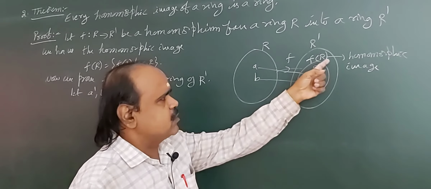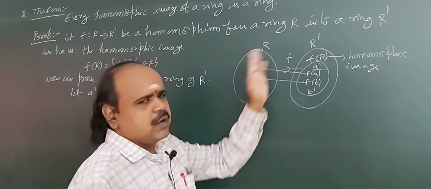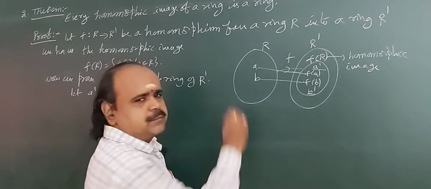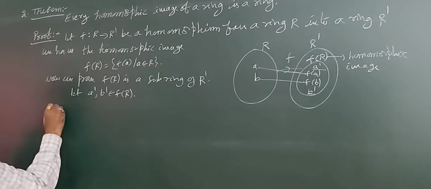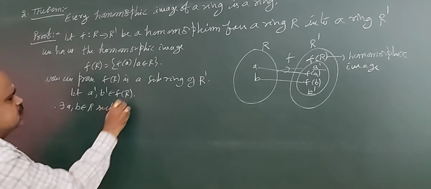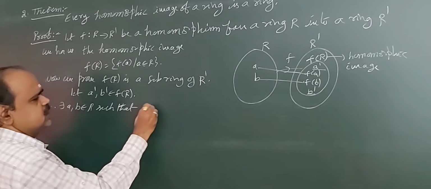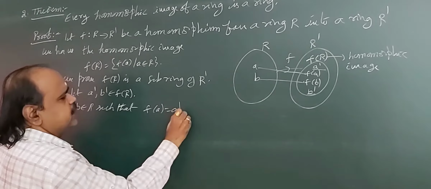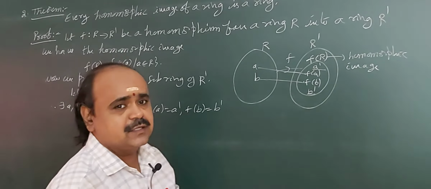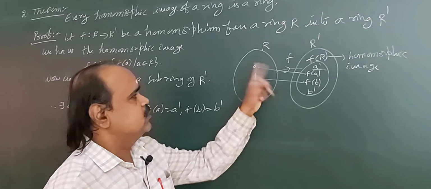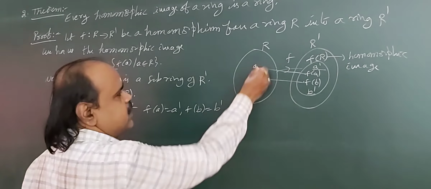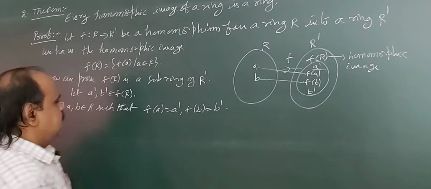If a dash, b dash are in f of R, then they must be the image values of some two elements in R. Let them be a and b. So therefore there exist small a, b belonging to capital R such that f of a equals a dash, f of b equals b dash. That means we are letting a dash be the image value of a, b dash the image value of b, where a and b lie in capital R.